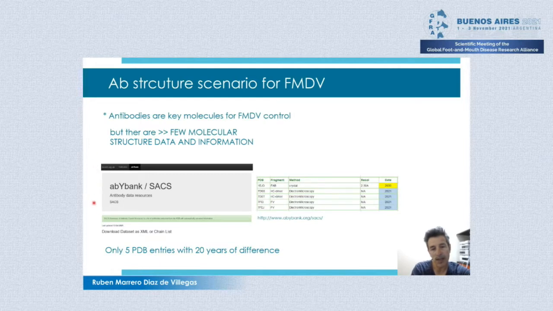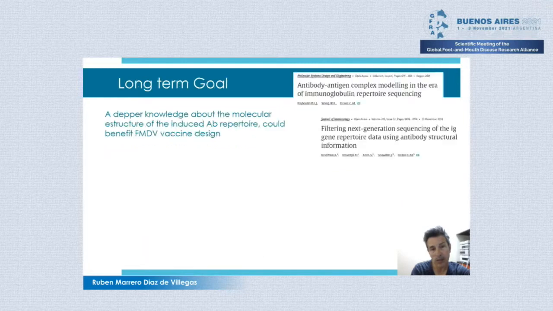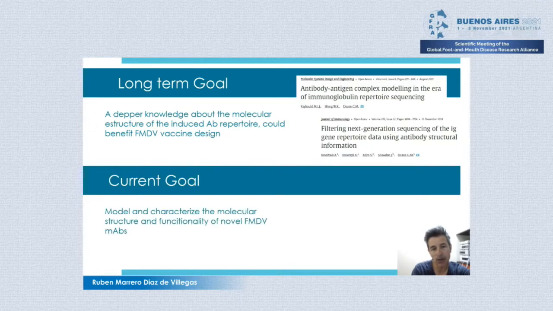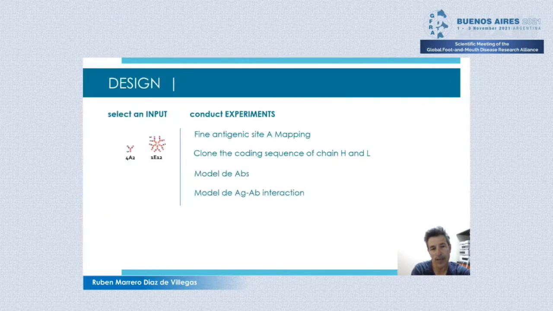Specifically here we have a database of PDB entries for monoclonal antibodies, and we find only 5 entries with a 20-year difference, which means an issue. So, considering several publications, we define our long-term goal: a deeper knowledge about the molecular structure of the induced antibody repertoire could benefit FMDV vaccine design. And our current goal is to model and characterize the molecular structure and functionality of novel FMDV monoclonal antibodies.